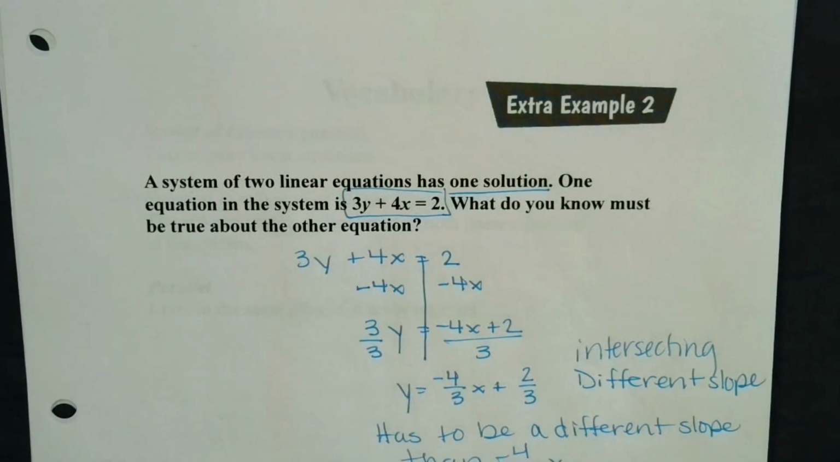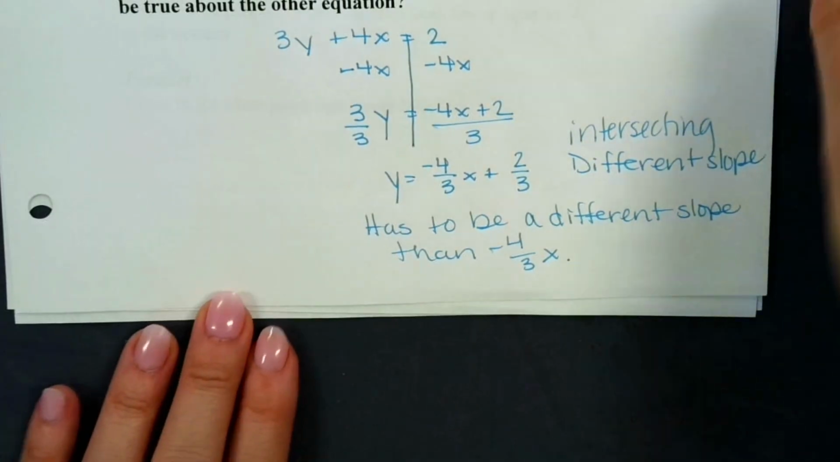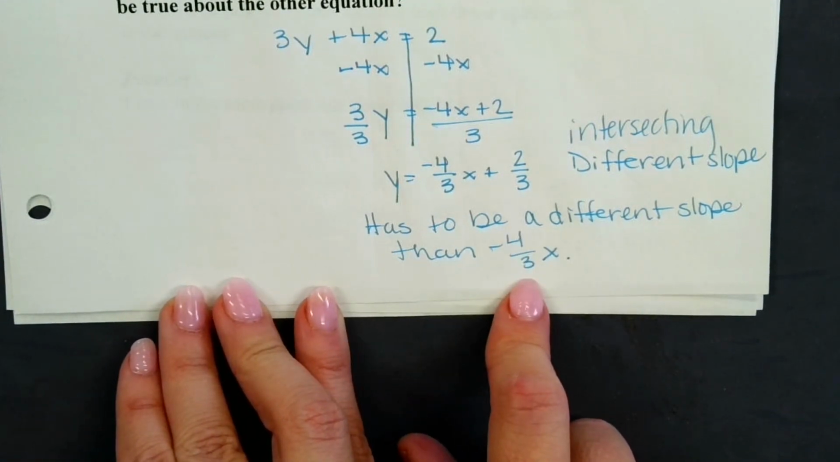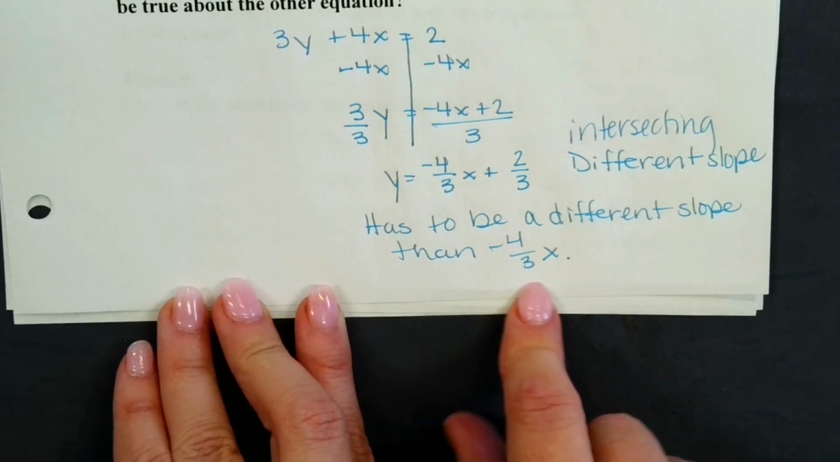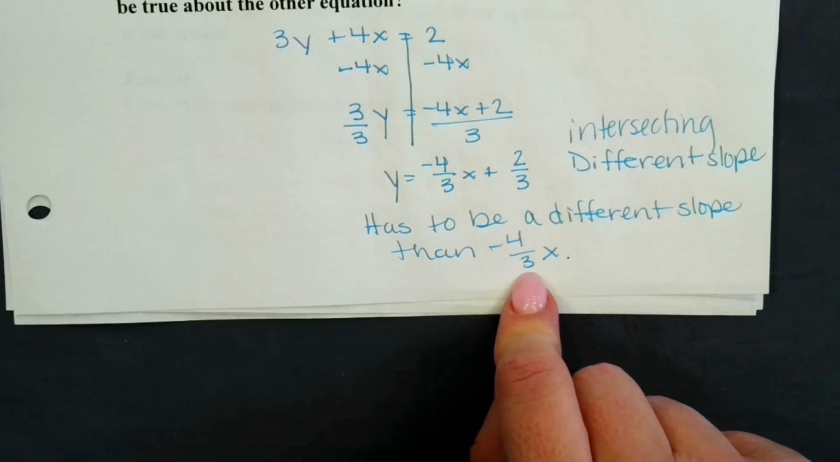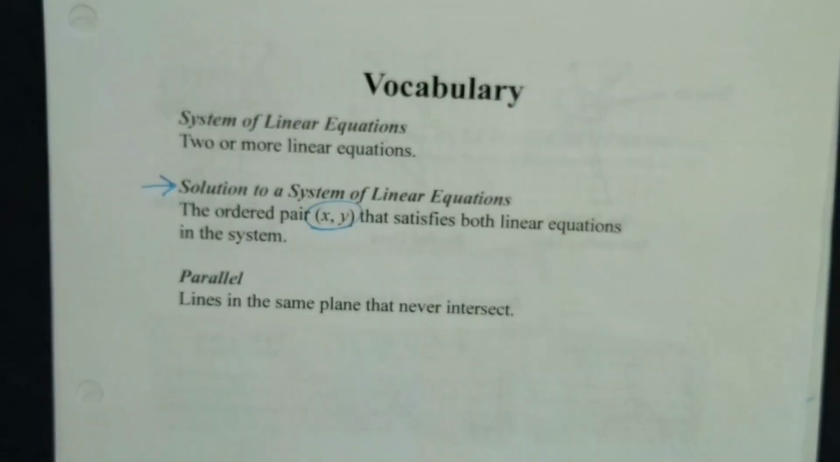Can it be anything else? Yes. Can it be -4/2? Yeah. It can be anything else. It just cannot be this. Because if it's this, then your slope's the same, so at bare minimum, it's either parallel or same line. Because what's the only one that has different slopes? And how many solutions does that have? One.